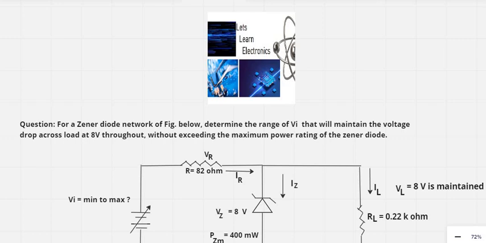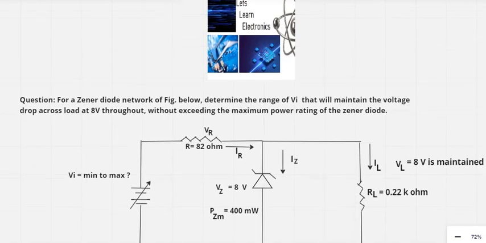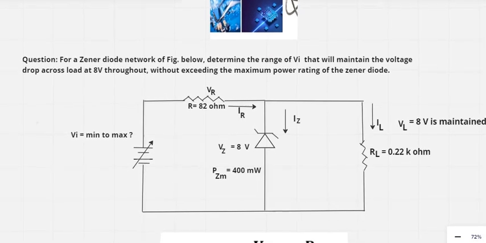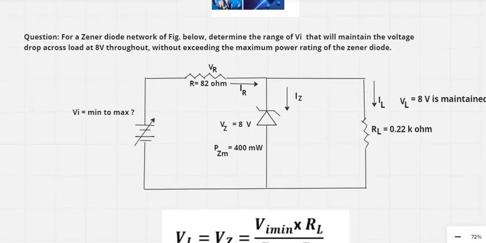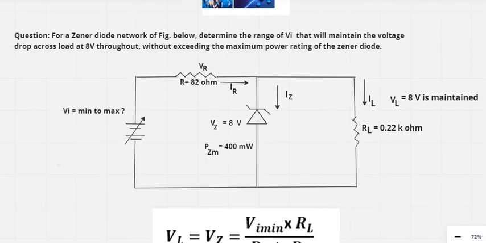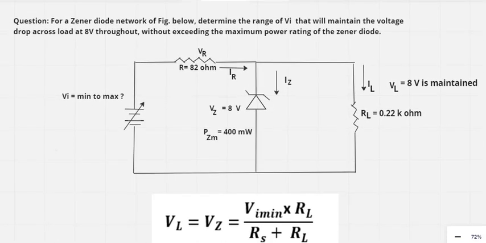The question says, for a Zener diode network of figure below, determine the range of Vi supply voltage that will maintain the voltage drop across load at 8 volts throughout without exceeding the maximum power rating of the Zener diode.